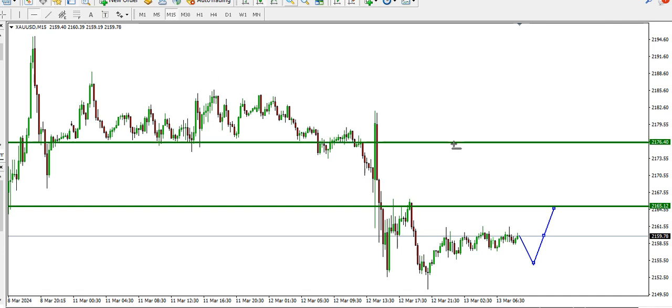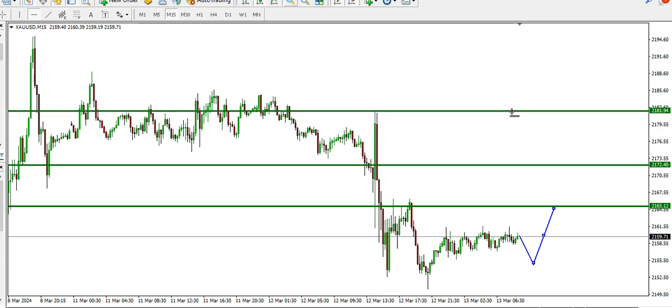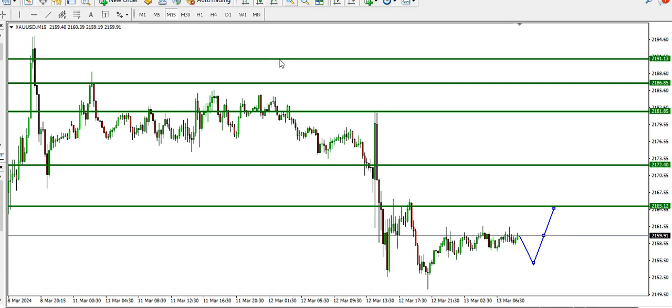There's another level somewhere around here. There's another level. Well, there's another one. So that's on the 15 minutes time frame. The price is currently ranging, but the direction is not clear, and we might likely see an inverted head and shoulder for price to go back up on the 15 minutes time frame.